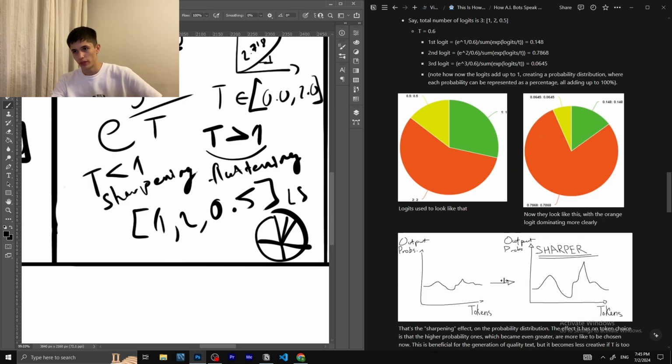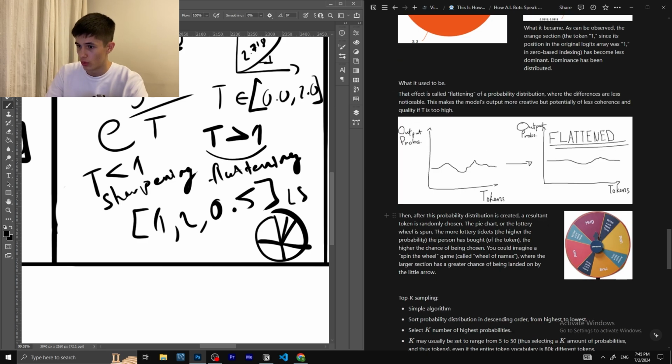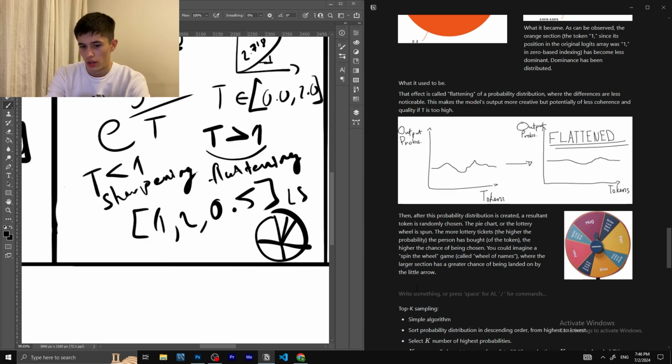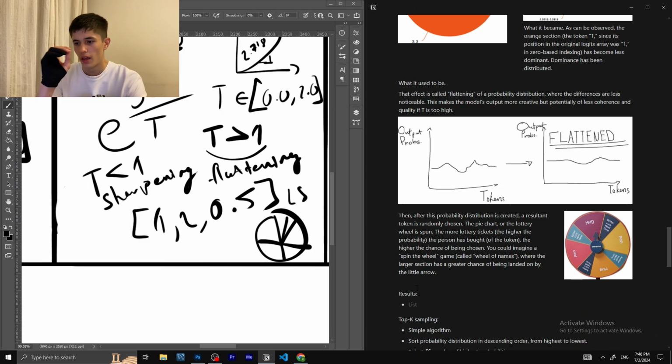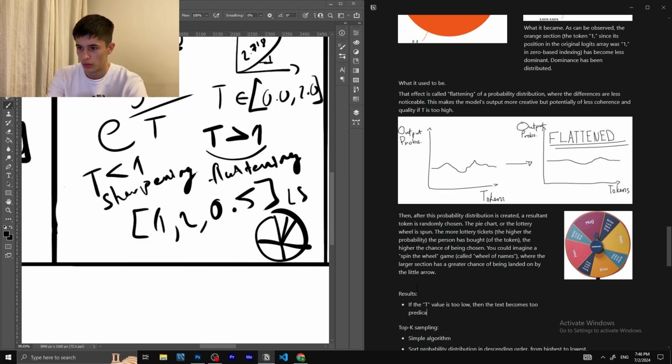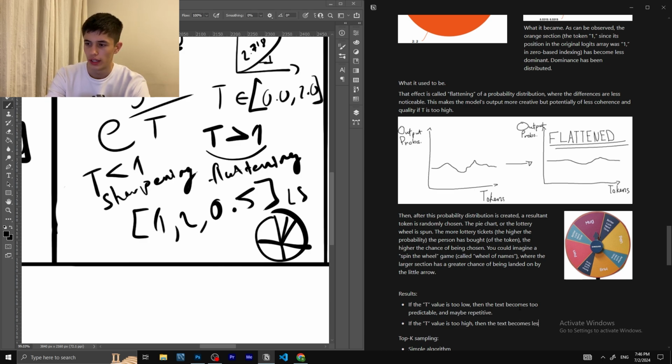Now, what are the results of this? I haven't actually written them down here. I can just write them with you right now. What are the results of temperature sampling? Well, if the t value is too low, then the text becomes too predictable and maybe repetitive. Kind of like the same problem that we've seen in greedy decoding. If the t value is too high, then the text becomes less quality.